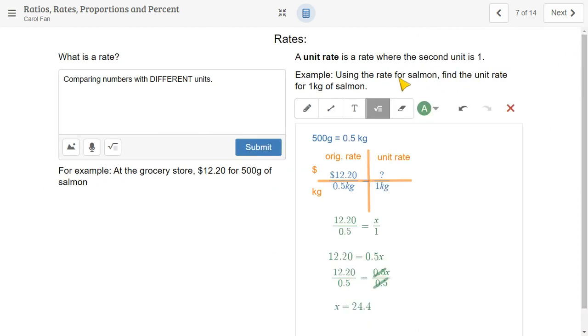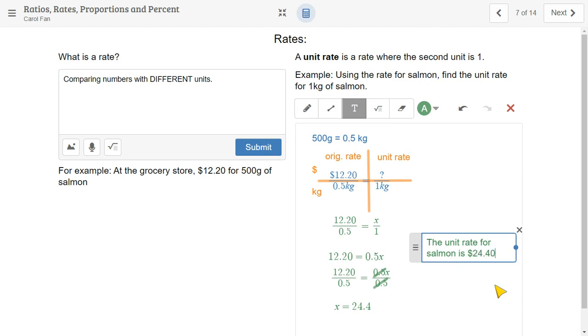If I were to write a sentence to answer my question, I could say the unit rate for salmon is $24.40 per kilogram. Now, with this unit rate, I can go to the different stores and compare the prices for the salmon.